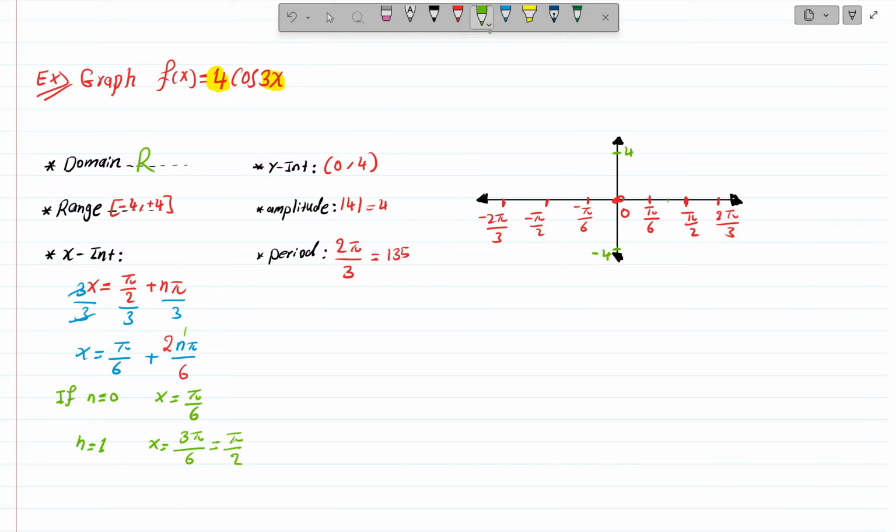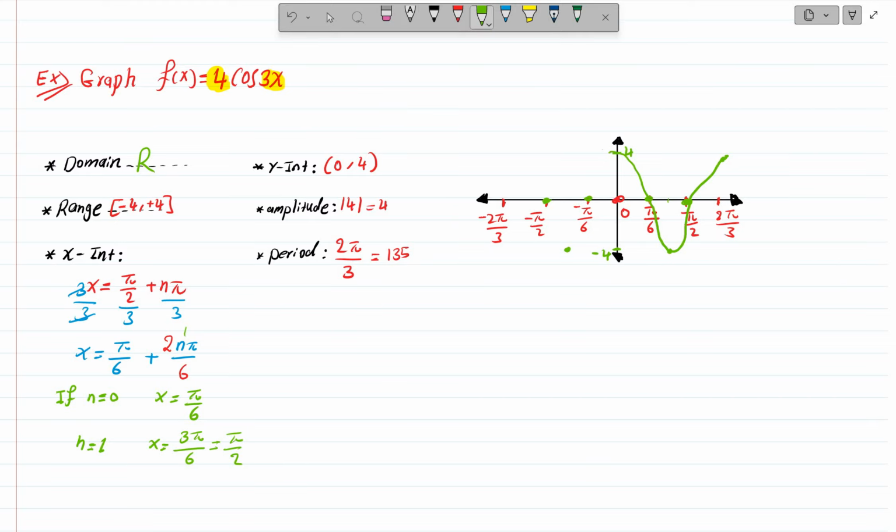Let me start from the middle to make sure the graph passes through, of course, pi over 2, pi, negative pi over 2, and negative pi also, and the value between them is negative 4. So the graph is starting from 4, passing through pi over 2 all the way down till negative 4, then goes up and goes till 2 pi over 3.